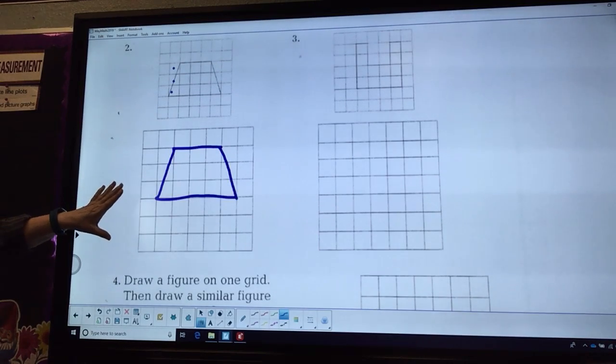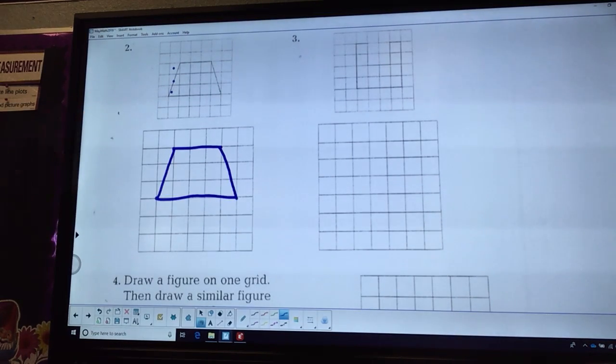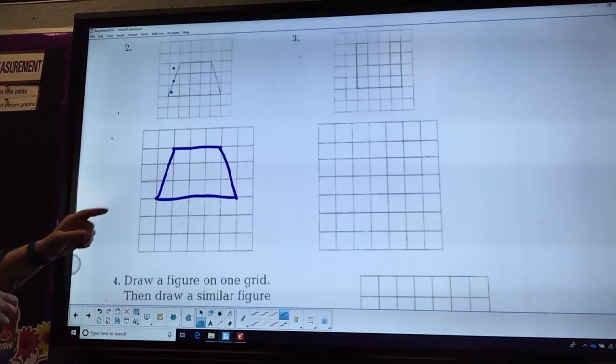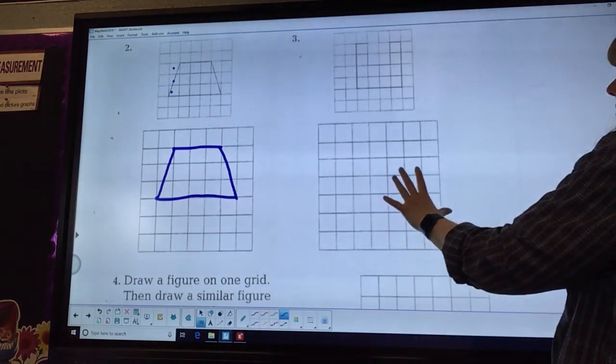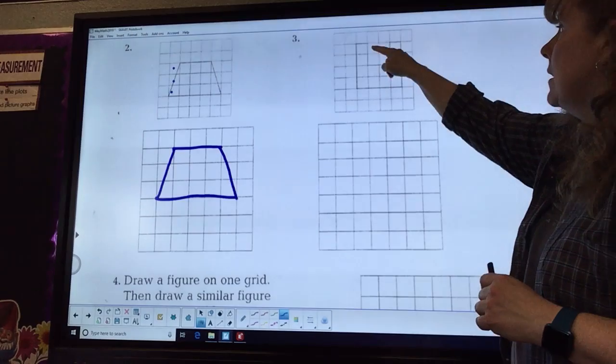And this is a much bigger grid than what we have up here. So now we can say that our figures are similar. Now, you're going to do number 3 exactly the same way. Take a look at what you have here. You've got your smaller grid here. You're transferring this on. It's all about counting.